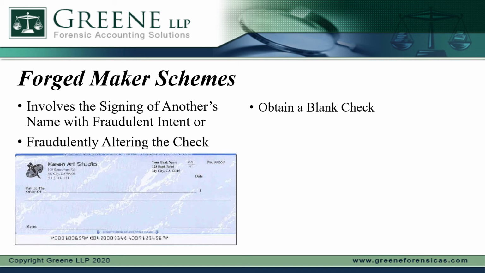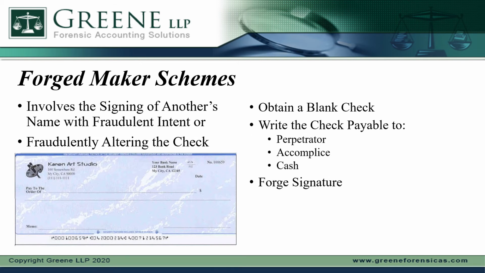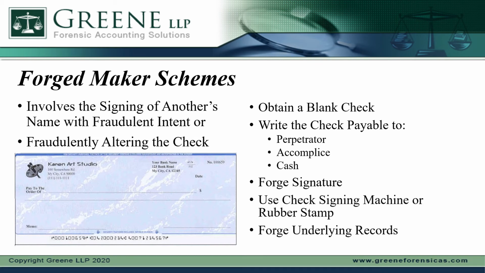There's an old school scheme called a forged maker scheme. It's where the fraudster steals a check and forges the signature. I've had several cases in the past where the fraudster used a rubber stamp signature to both sign the checks for fraudulent purposes as well as authorize wire transfers using the stamp on a faxed form.